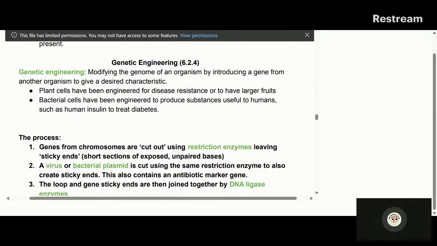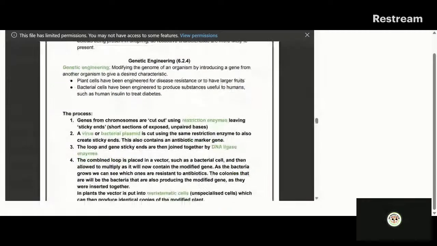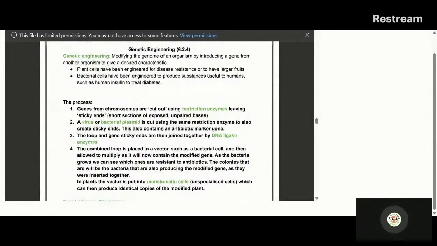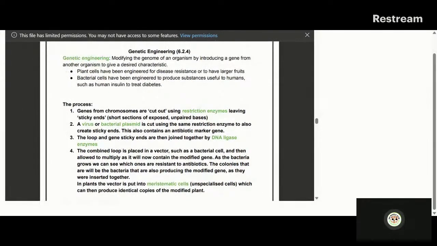Now, because you want this desired characteristic, you're going to use special science and equipment in order to modify the genome. For example, plant cells have been engineered for disease resistance, and bacterial cells have been engineered to produce substances.